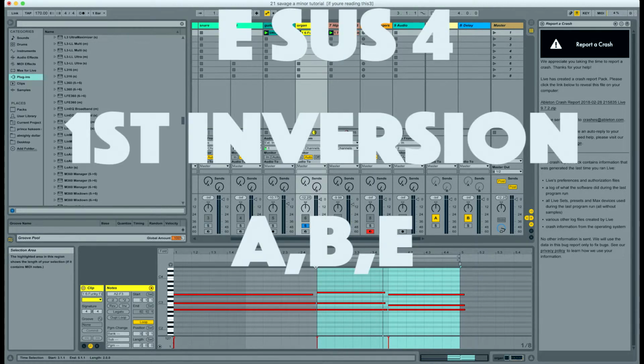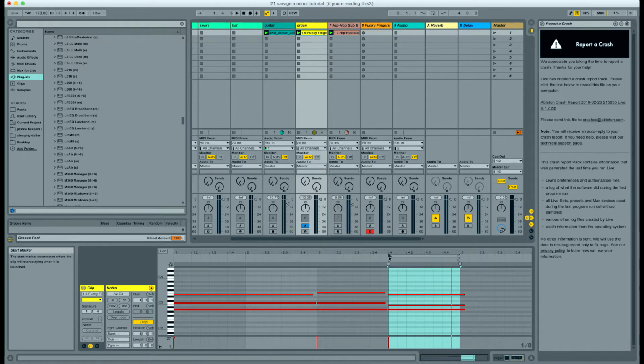And the last chord we have, the notes are A, B, and E. And it sounds like this. Okay, and this particular chord is called an E sustained fourth. Okay, and so this one is actually an inverted chord. It's the first inversion of this chord.